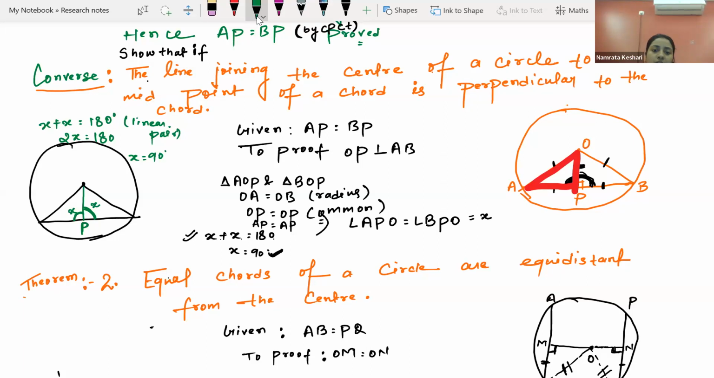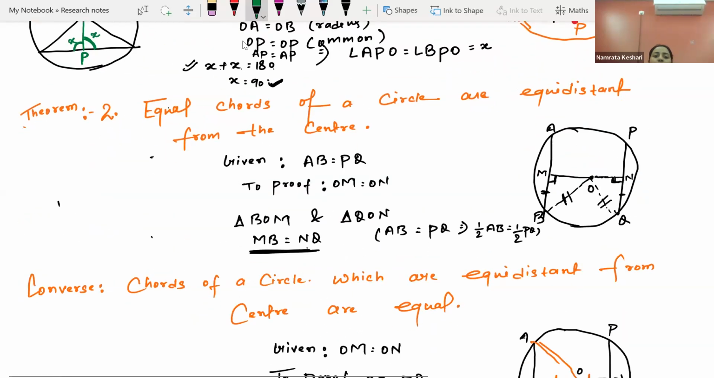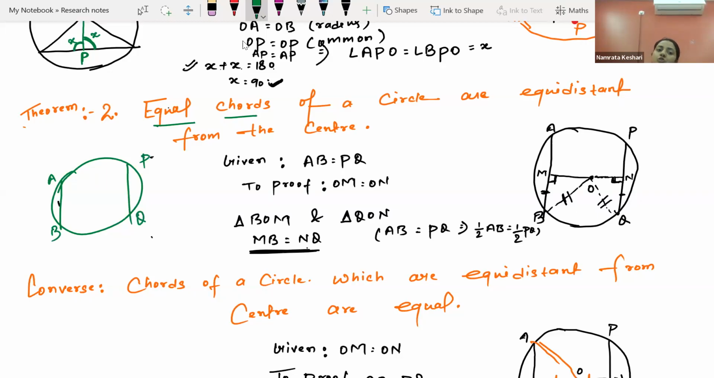Yes, sir. Okay. Next, equal chords of a circle are equidistant from the center. First, you need to understand what is given and what we are supposed to prove. Equal chords. We have a circle in which two chords are equal. A chord may be AB and a chord may be PQ, and these two are equal. Why? Because it is written in the question that we have two chords which are already equal. Chord, you must understand.